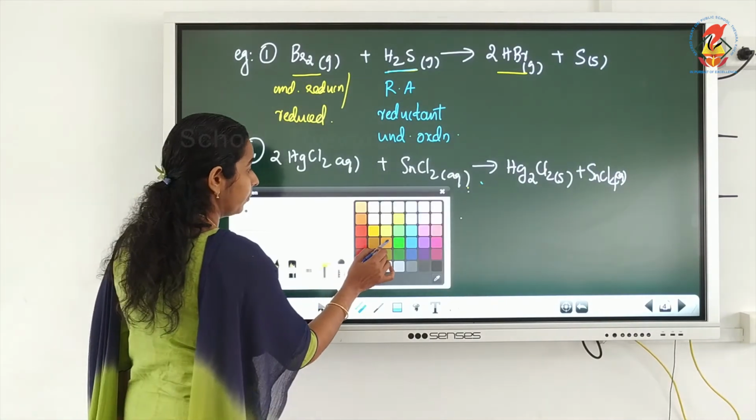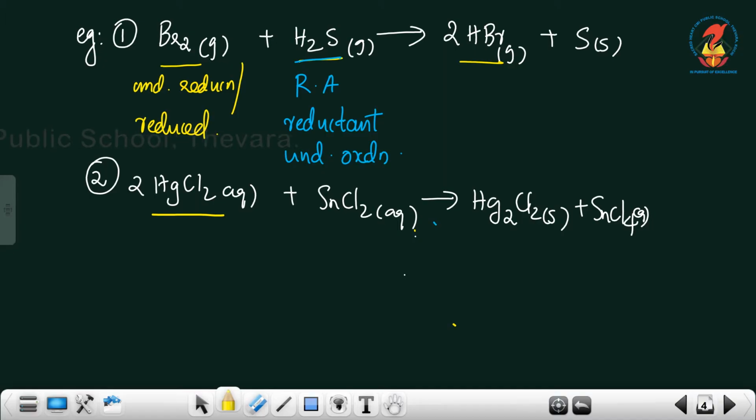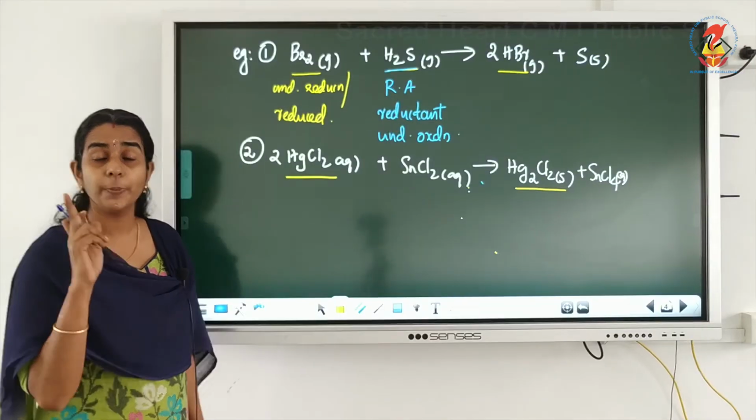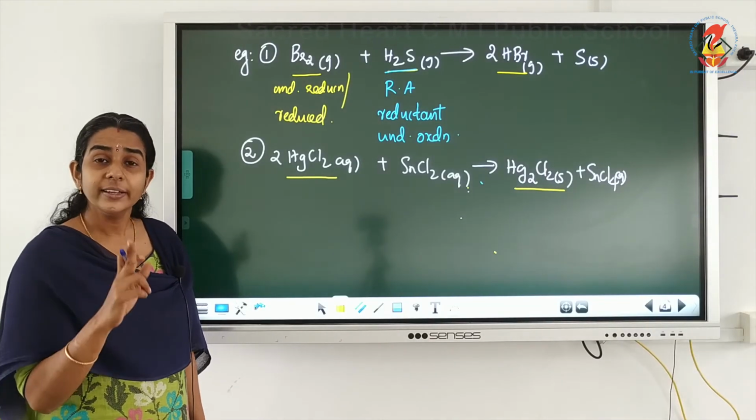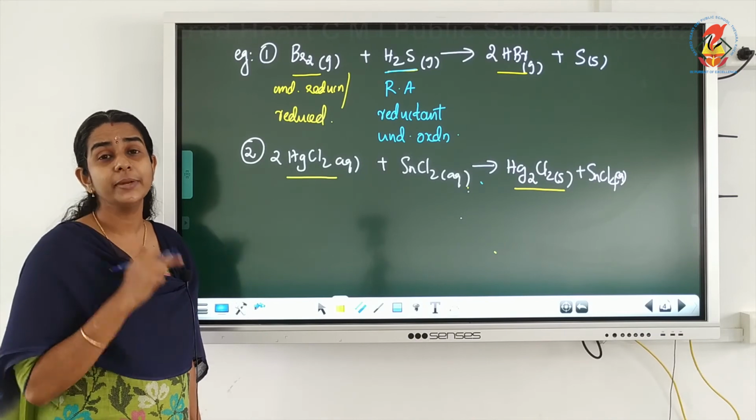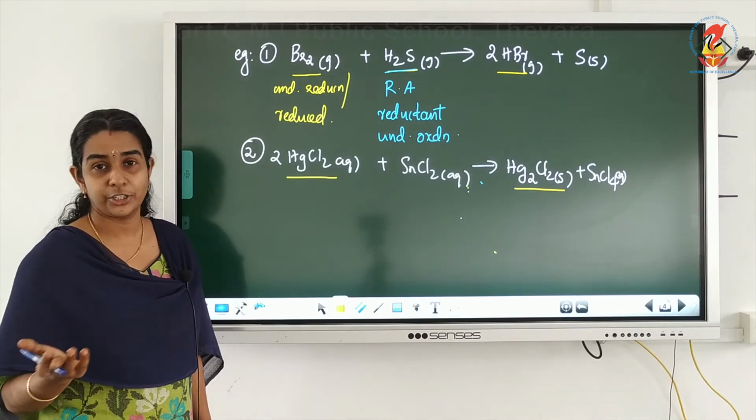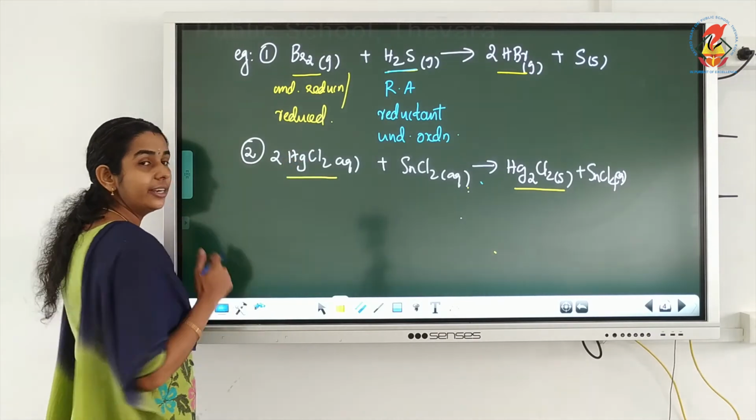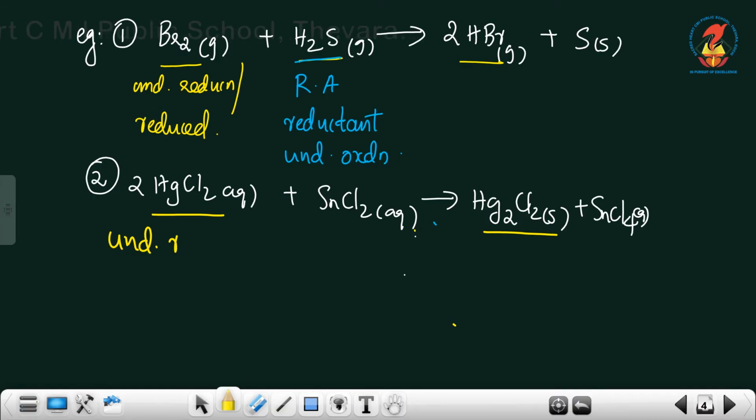What happens to HgCl2 here? HgCl2 became Hg2Cl2. How can HgCl2 become Hg2Cl2? Yes, by the addition of mercury. One more mercury is adding to HgCl2. Then only it can become Hg2Cl2, isn't it? Mercury, we know, is an electropositive metal. So where there is addition of electropositive metal, that can be considered as reduction. So here HgCl2 is undergoing reduction.